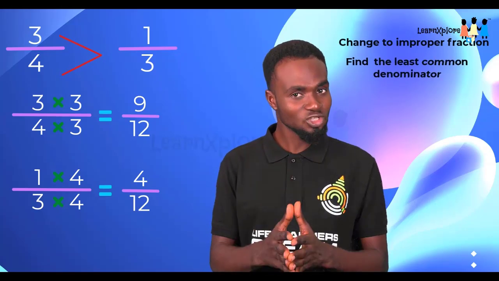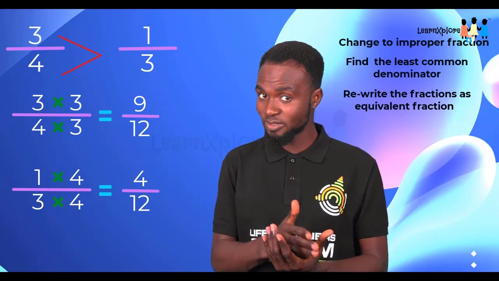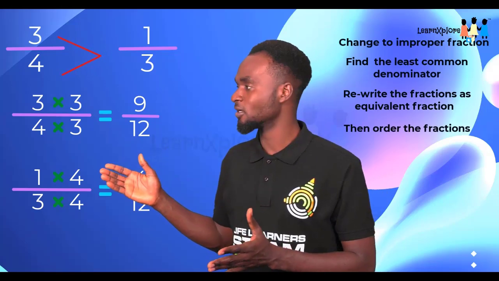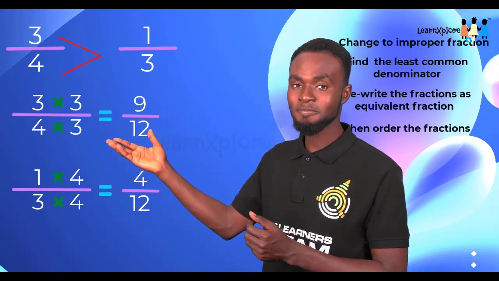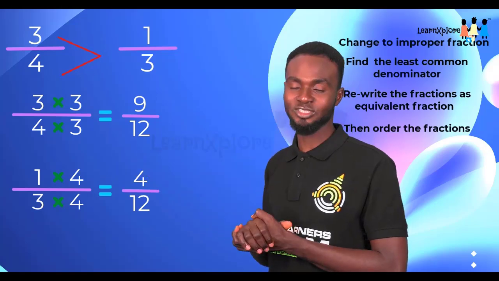You change to improper fraction. You find the least common denominator. You rewrite the fractions as equivalent fractions, after which you order the fractions. So that's what we've done. We've found a common denominator, we've changed them to equivalent fractions, and now we've ordered the fractions.